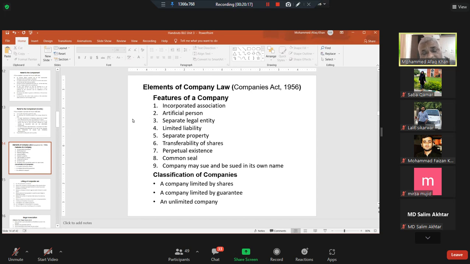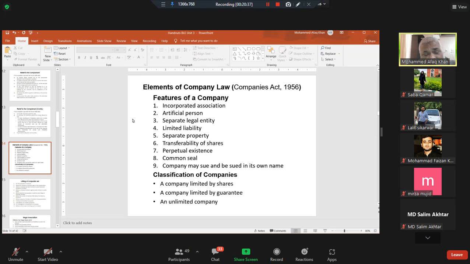The shares may be transferred to the offsprings, or the shares may be sold to new members in a company, but the members may cease to exist, but the company will continue to exist.